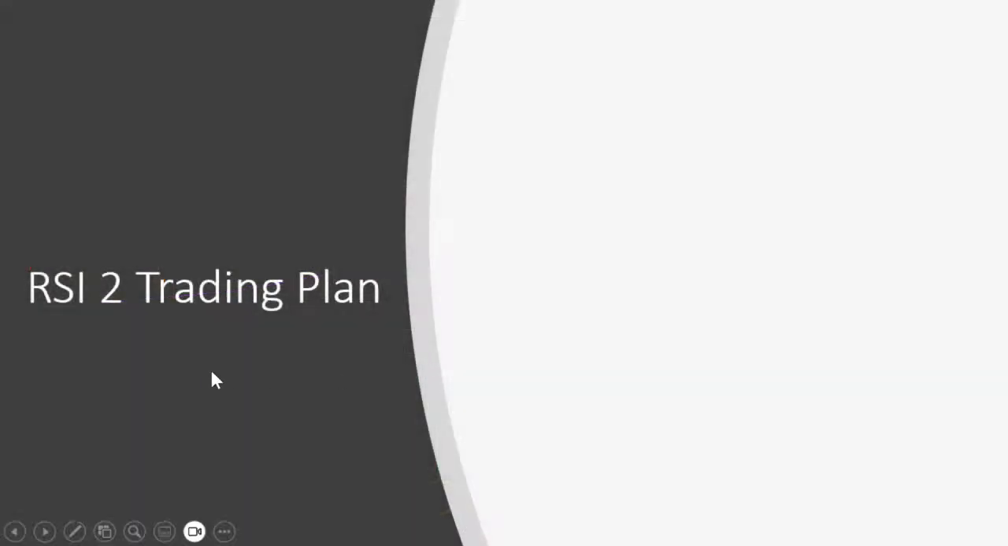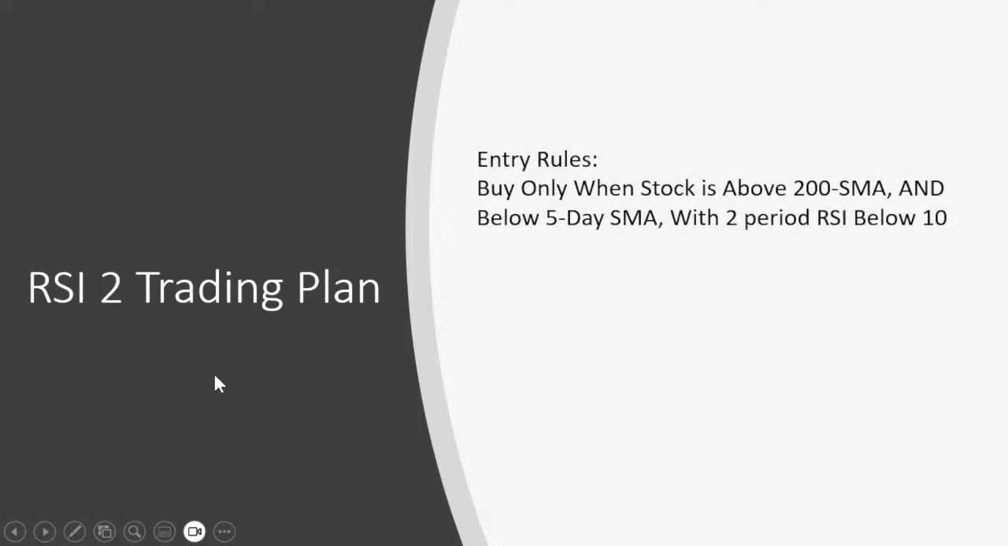There's your setup. Let's look at what it looks like written down on paper. So the entry rules are you buy only when the stock is above the 200-day moving average and below the 5-day simple moving average with the 2-period RSI below 10. Here's the kicker that we're not necessarily used to. We're going to take these trades. We are going to buy near the close of the day.